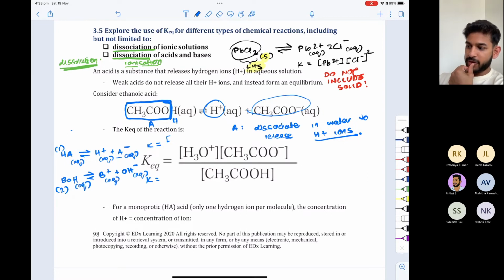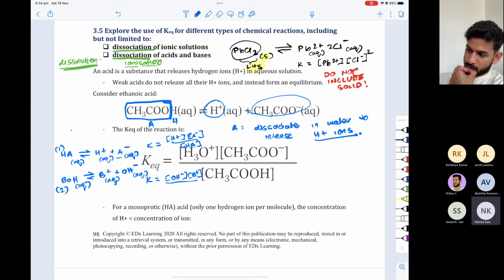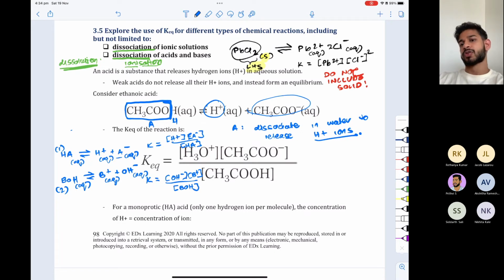So K for equation 1 is H plus times A minus divided by HA. Yeah, easy, right? There's nothing crazy there, guys. That's literally what I was looking for, HA. Right, and what about for equation 2? B plus and OH minus over BOH. Good.